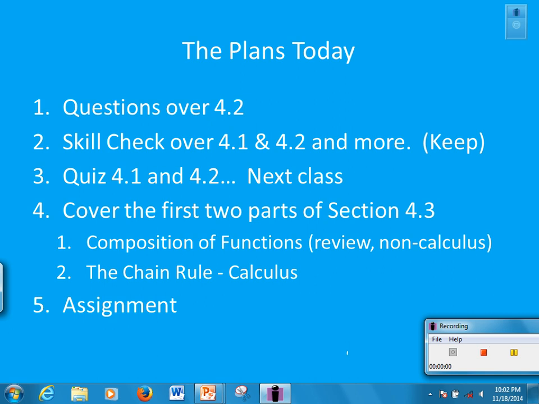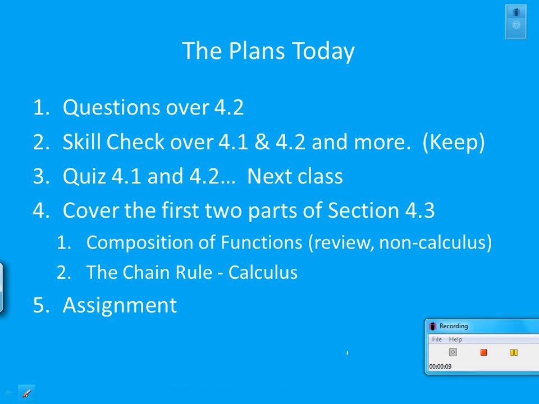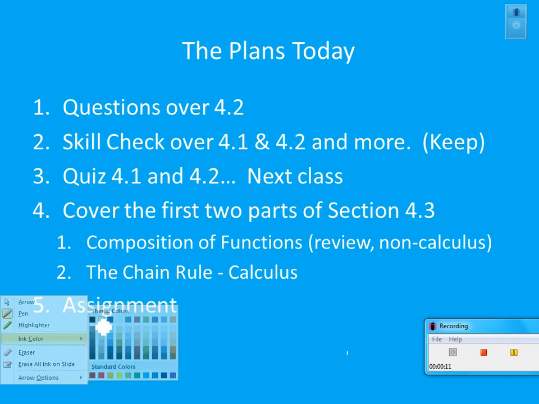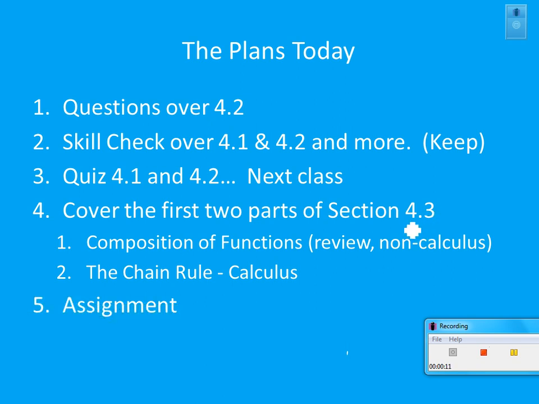Well, hello everybody. Let me run my plans by you today. The main part of the lesson, of course, will be I need to cover section 4-3 with you. I'm going to divide it into two separate days because there's a lot of factoring on the second day. But my plans are going to go like this.